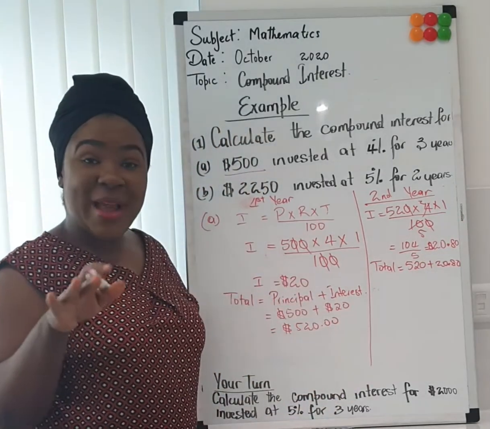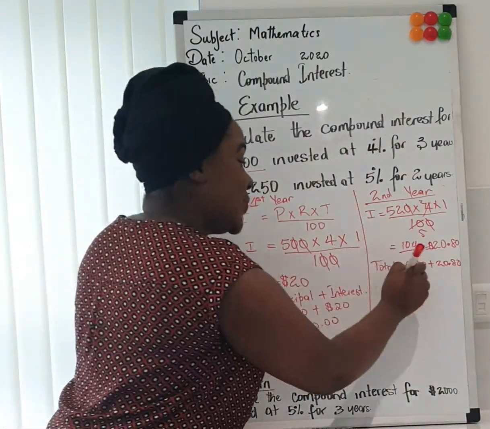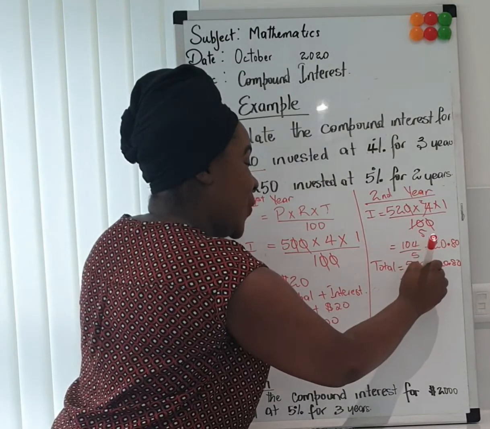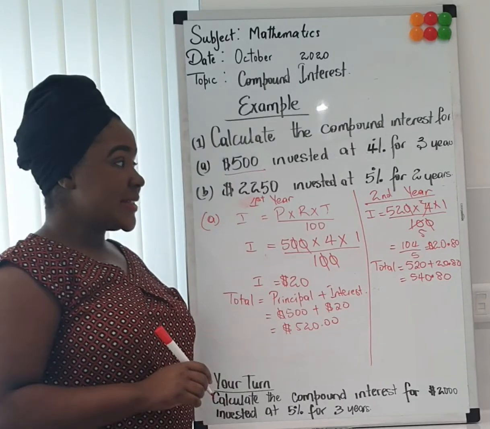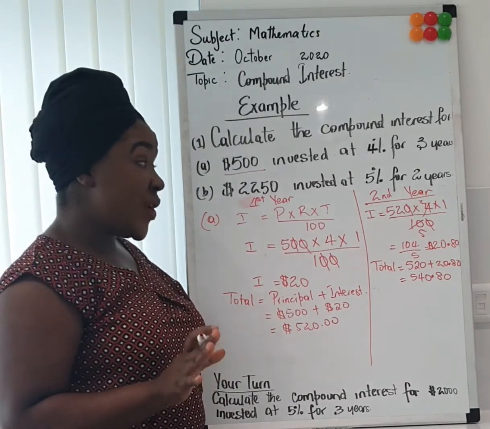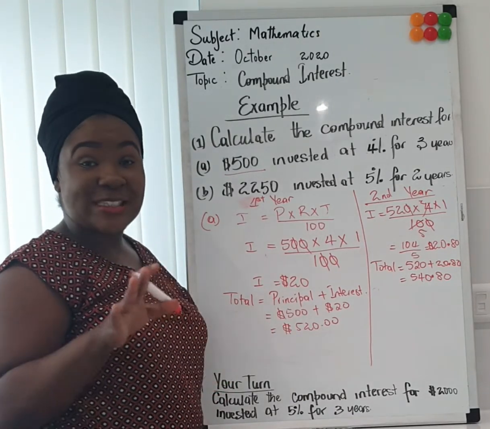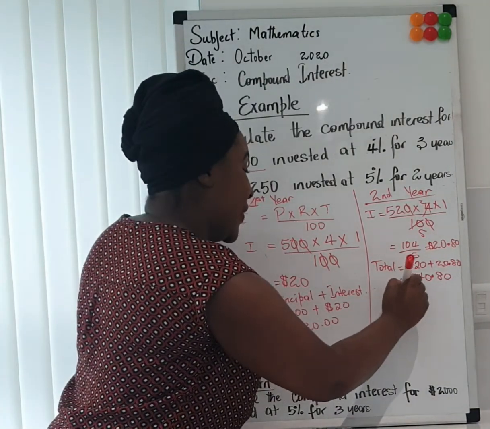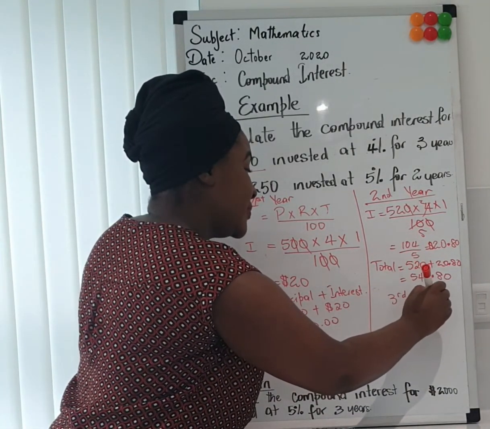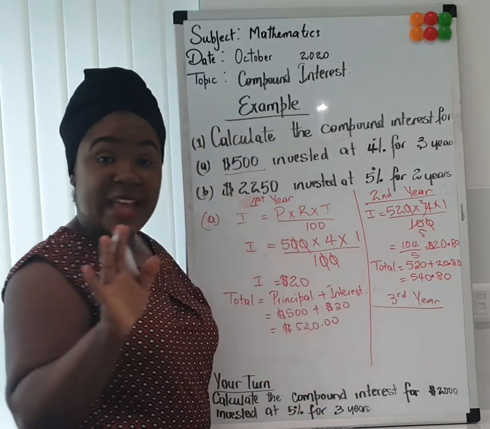So now what's my total? My total would be $540.80. See that? Alright, I hope that I'm not writing too small and that you're able to see it properly. Alright, so that's second year and third year now. Same procedure.